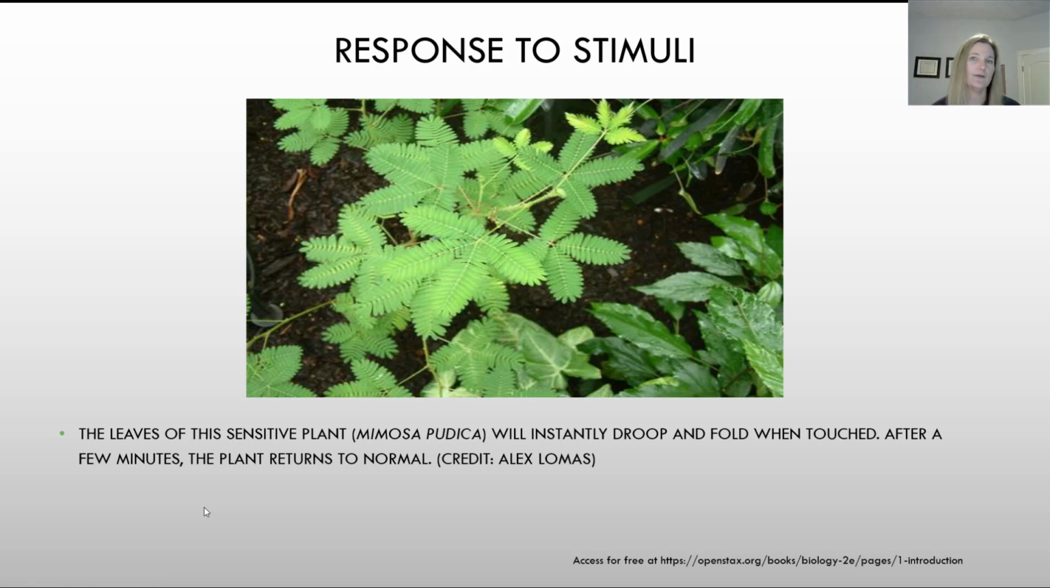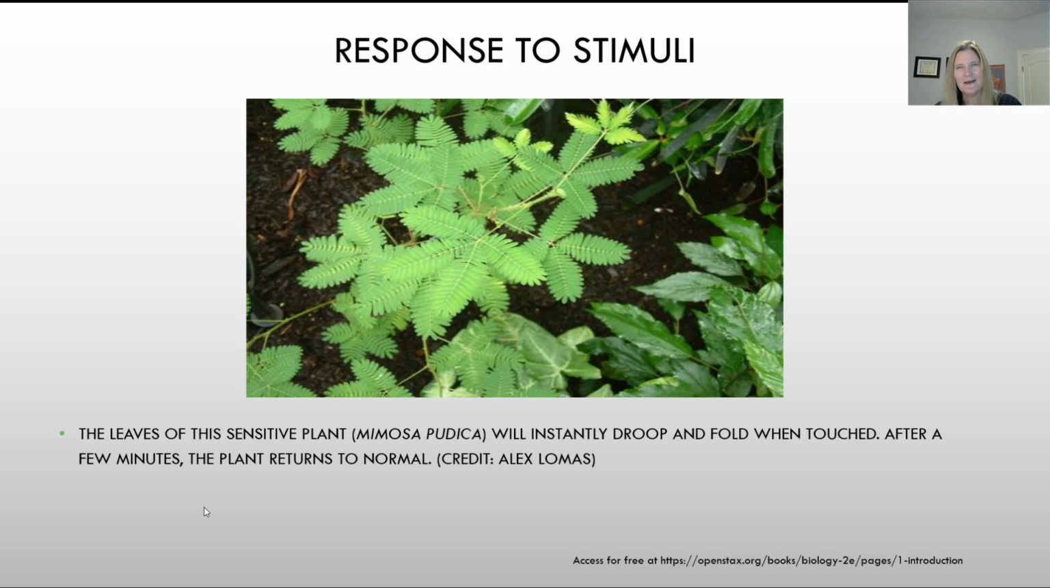The second property of life in the textbook is that life responds to stimuli. That means it will react to changes around it. Here we have an example of a sensitive plant that will actually droop or fold when it's touched. If I reach out and touch that plant, the leaves will respond to that stimulus by trying to move away, as a plant can do. It can't run away from a source, but it can droop away. And then it just returns to normal afterwards.